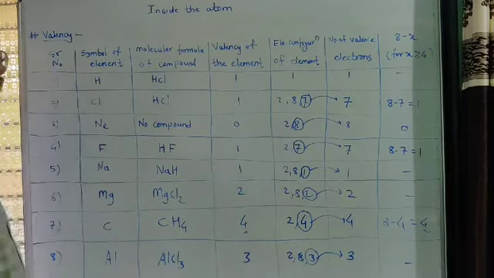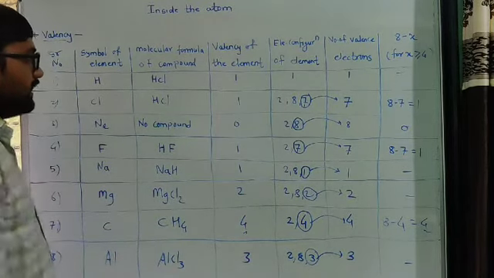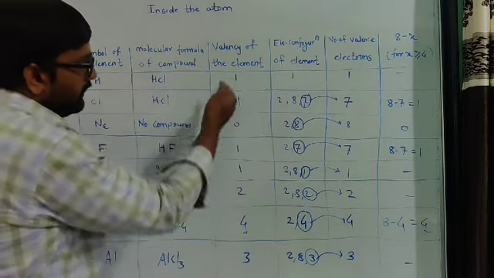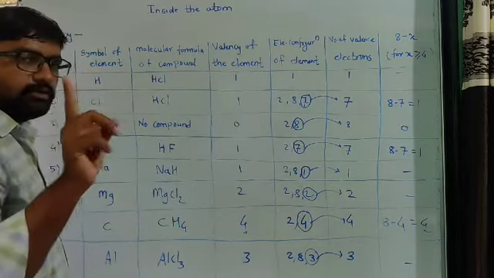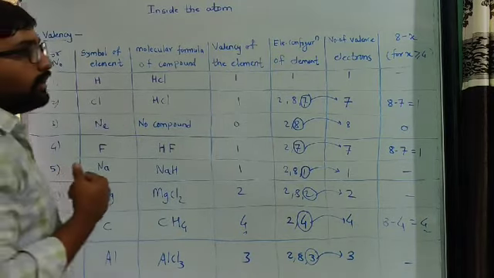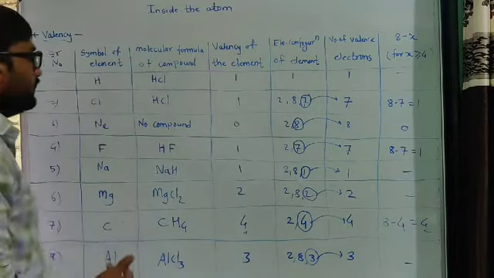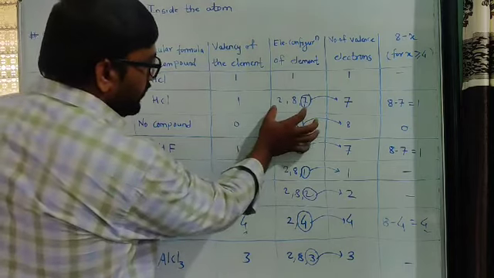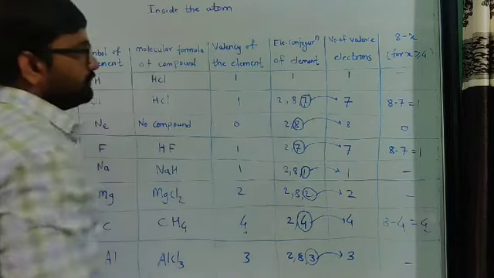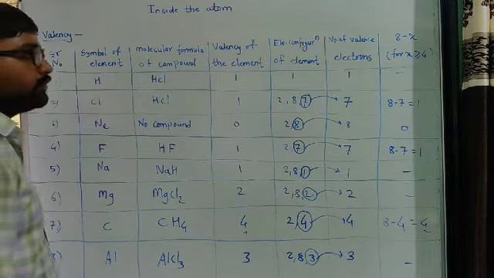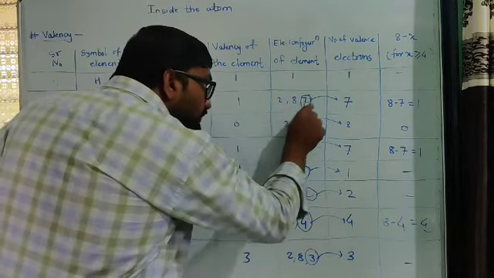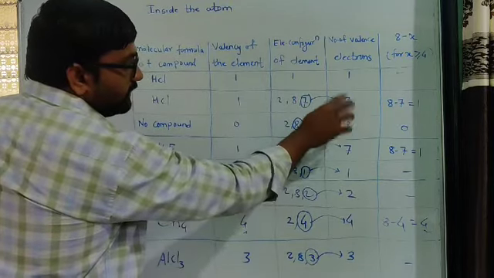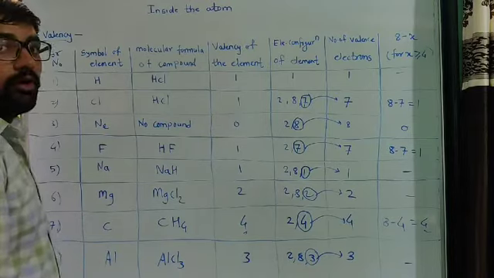Now the second case, chlorine. HCl is again the compound formed by chlorine. Here the valency of the element is 1. How? Now we have to see. There are a total of 17 electrons in the chlorine atom, so the electronic configuration is 2, 8, 7. The valence electrons, the outermost shell electrons, are 7.